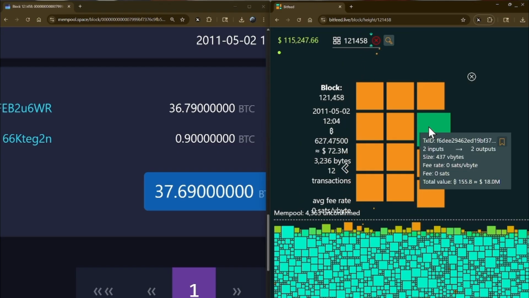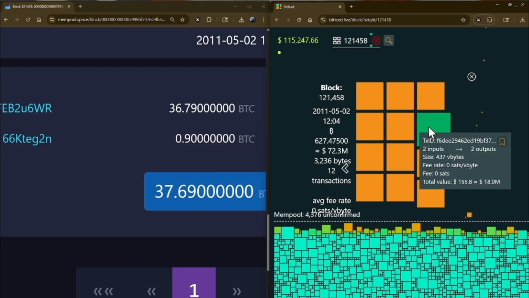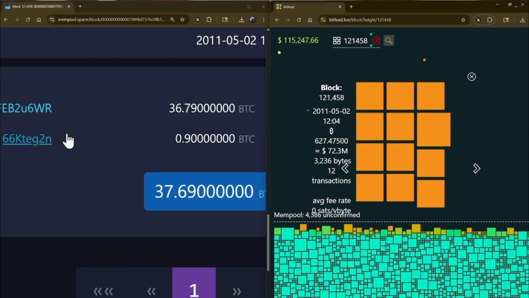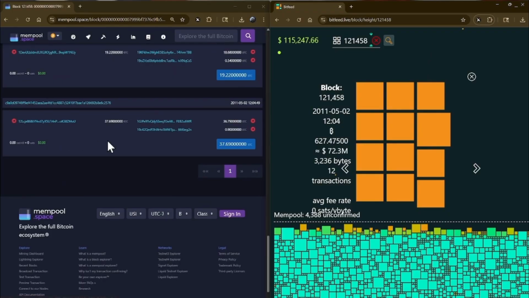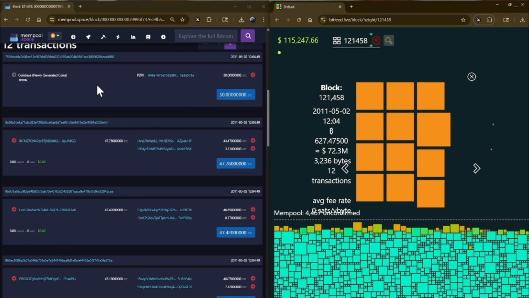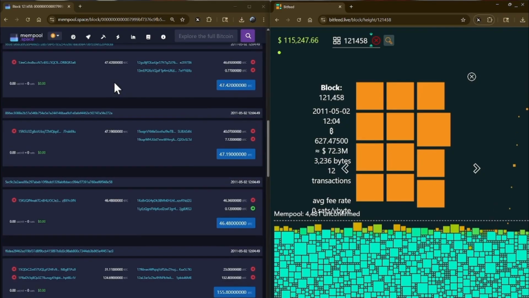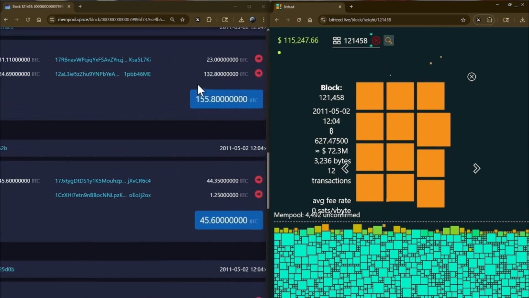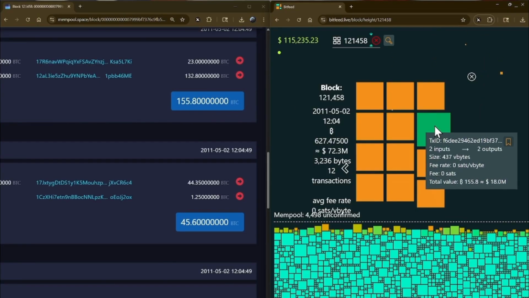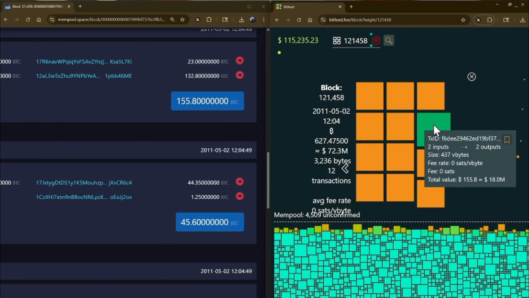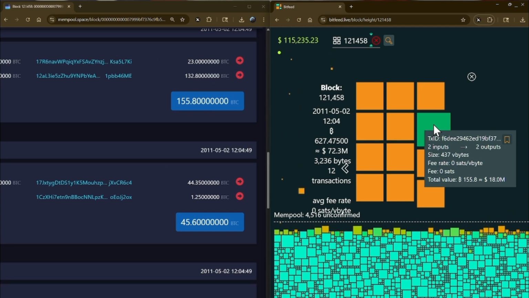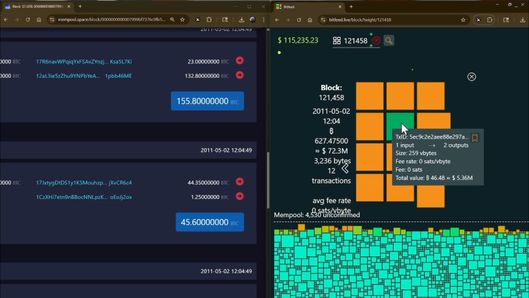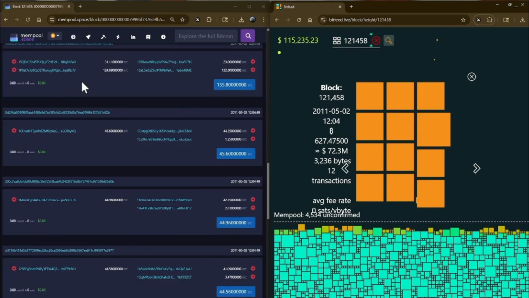So how about this one? This is position 6, transaction 6. Let's take a look at it. Remember, let's start from the top because it's always easier. That's why I chose this block with 12 transactions. So we'll go 1, 2, 3, 4, 5, 6, right? 6 transactions. We've got 155.8 Bitcoin. There it is, transaction 6. 1, 2, 3, 4, 5, 6, 155.8. So this is what the cubes are illustrating.